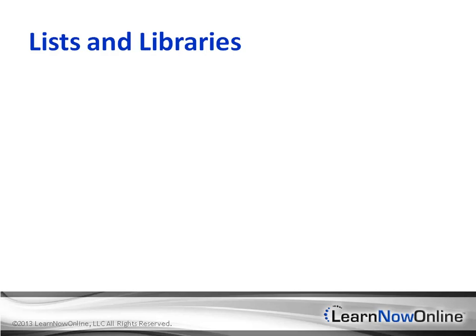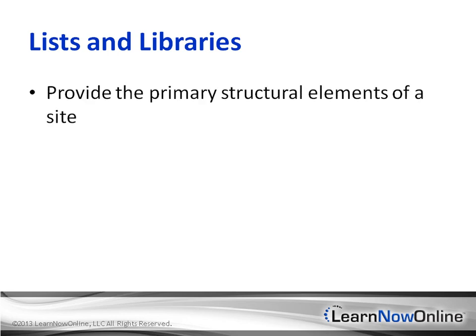Almost everything in a SharePoint site exists within either a list or a library. So all the data that is contained, those are the containers, lists and libraries. In fact, a library is actually just a specialized type of list that just includes support for documents. So really, lists are the primary mechanism for storing data in SharePoint. And they also provide the primary structural elements of a site.